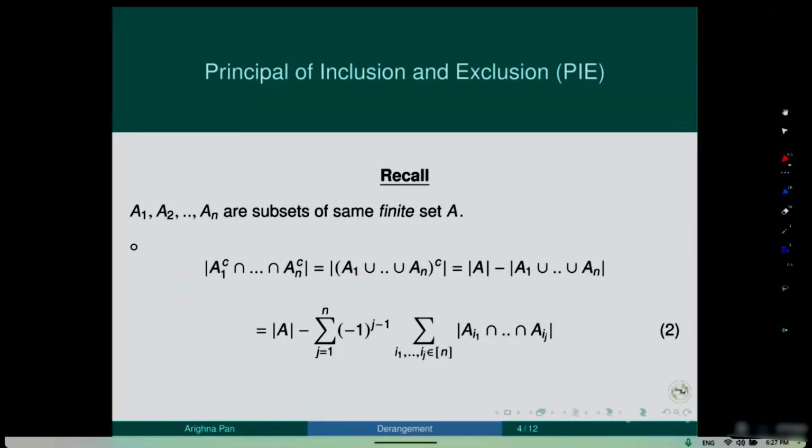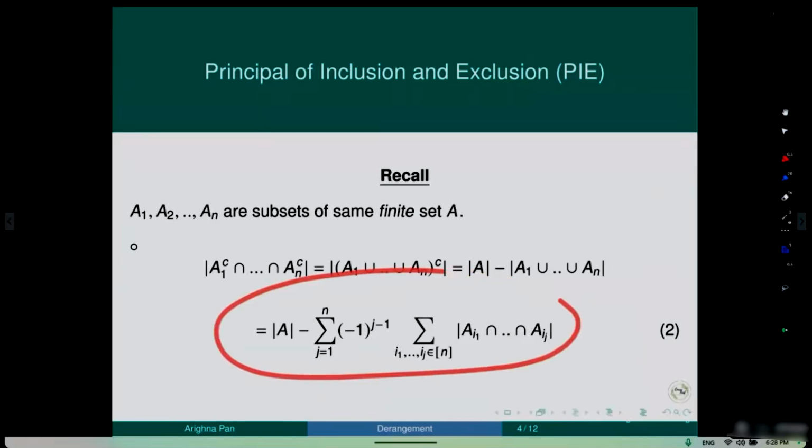And if we do some more calculation, we will get that the cardinality of A1 complement intersection up to intersection with An complement is, by De Morgan's formula, just the complement of A1 union up to An, which is equal to the size of A minus the size of A1 union up to An. And from the formula, we can find the value of A1 complement intersection up to An complement.